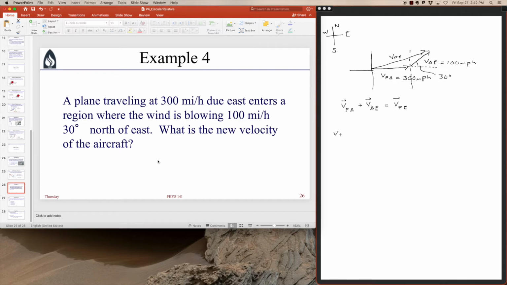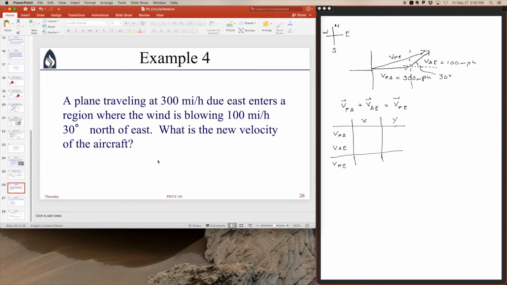So first I have the velocity of the plane with respect to the air, and I have the velocity of the air with respect to the Earth, and I need to break these vectors up into their x and their y components. Then when I sum them together, I'm looking for the velocity of the plane with respect to the Earth.